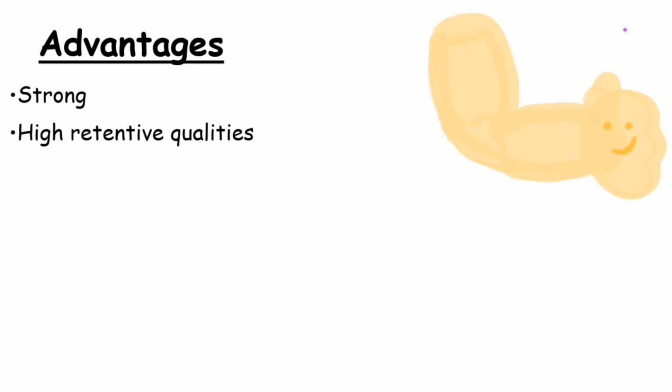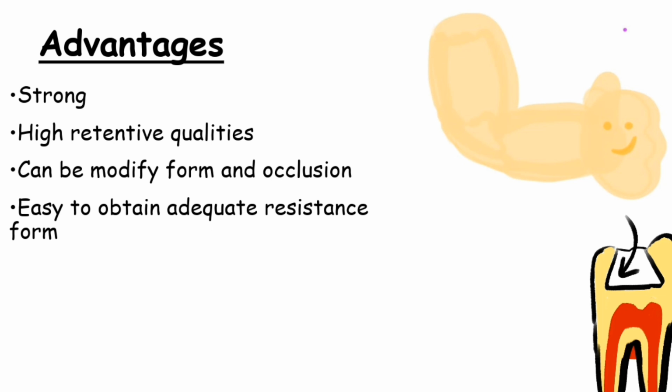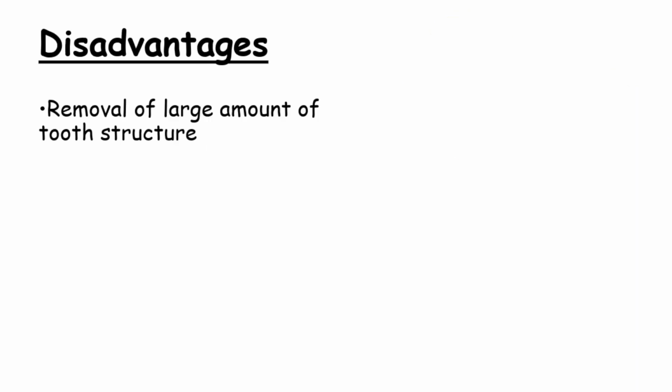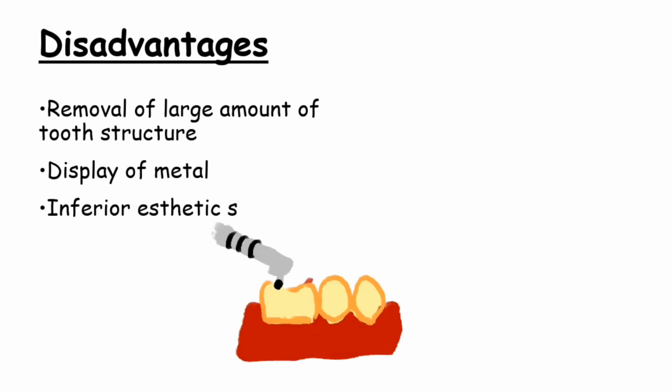So what are the advantages of full veneer crown? They are strong, they have high retentive qualities, and they can modify form and occlusion. The disadvantages are that there is removal of a large amount of tooth structure, and there is display of metal in case of metal crowns, and they are not recommended for the anterior teeth because they have inferior aesthetics.